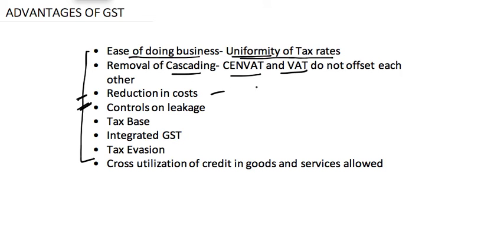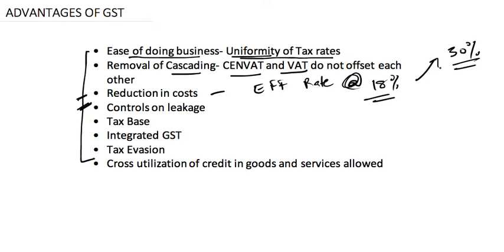Lastly, the effective rate of tax also comes down. So if GST is at 18%, it is much lower than the tax which the manufacturers and the sellers had to pay before, which was more than 30% because they had to pay a number of taxes, but now they are required to pay only one tax, which is 18%.